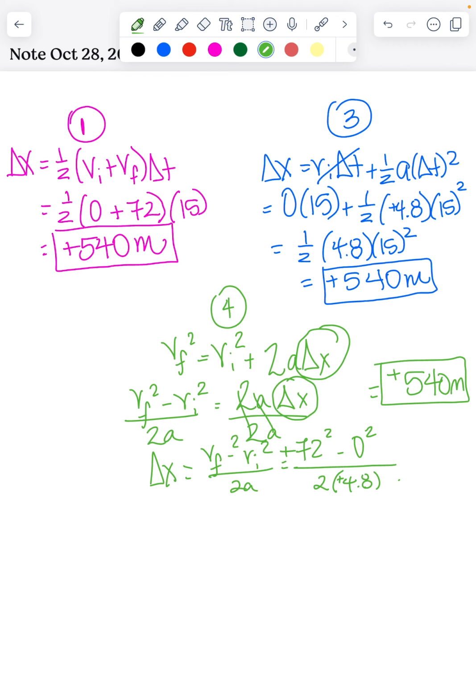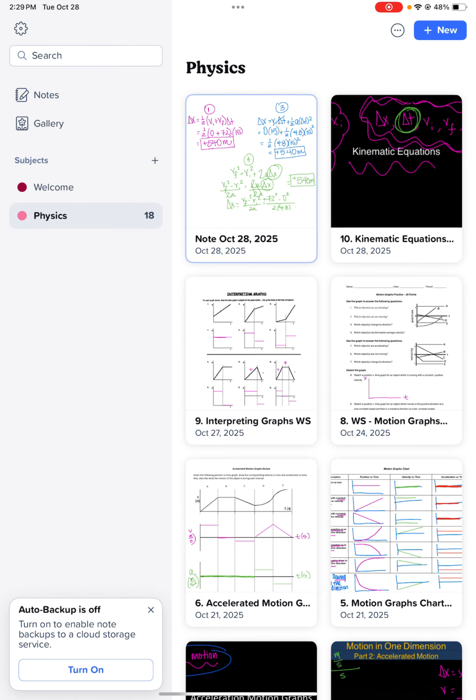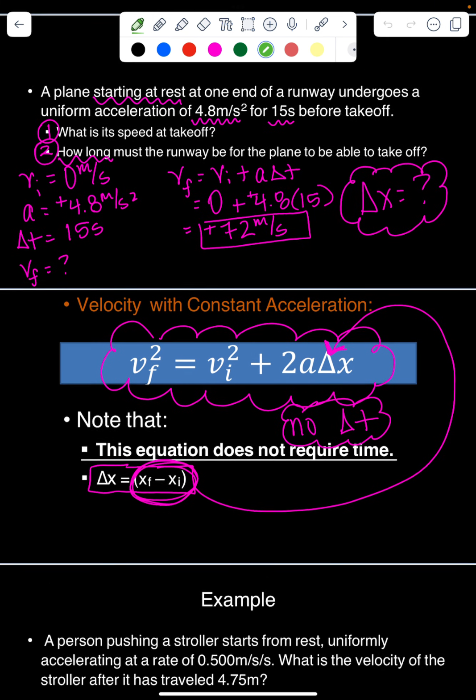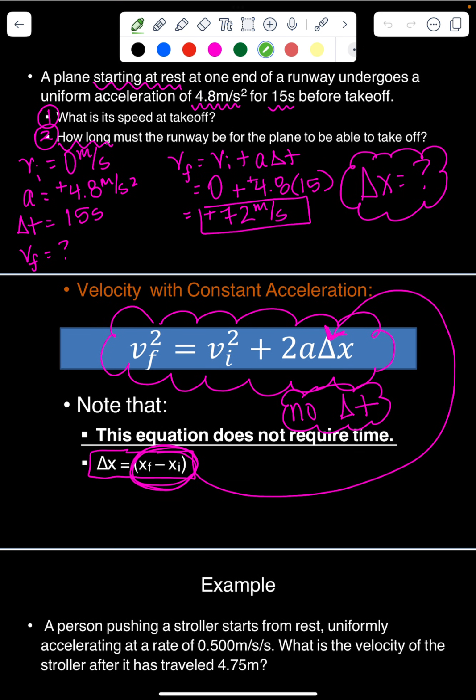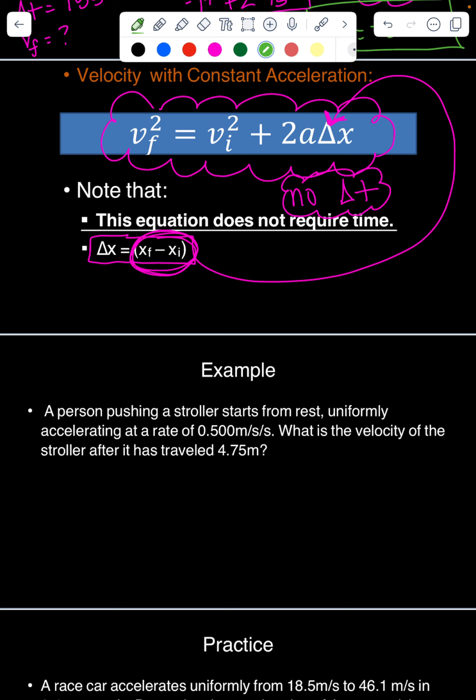Okay, so even though we did not use any of the same equations in these, it gave us the same exact answer every single time of 540 meters in that positive direction. All right, so let's go back. Delta x was a positive 540 meters. So that's how long the runway had to have been for that plane to be able to take off. All right, let's go to our next example.